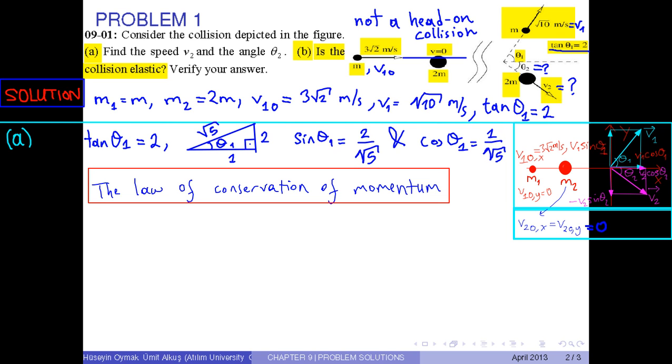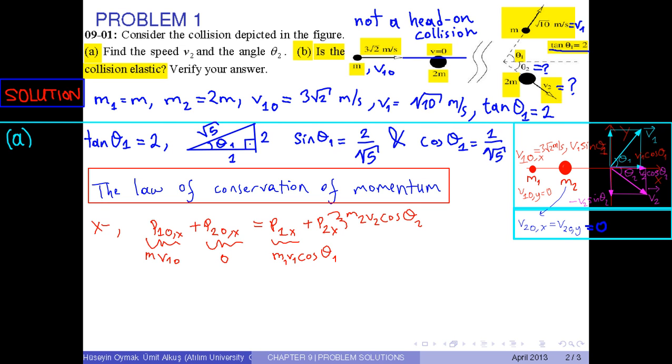The momentum conservation in the x direction is m1 times v10, which is the initial momentum of mass m, plus 0, which is the initial momentum of mass 2m since v equals 0. And the final total momentum in the x direction is m1 times v1 times cosine theta 1, which is the final momentum of mass m, plus m2 times v2 times cosine theta 2, which is the final momentum of mass 2m in the x direction.